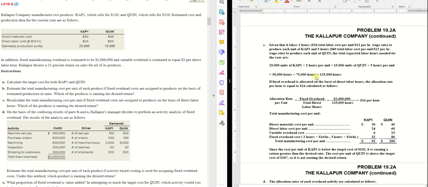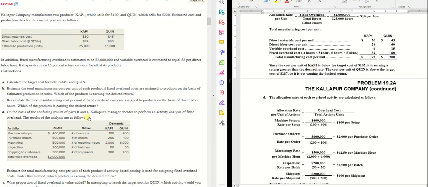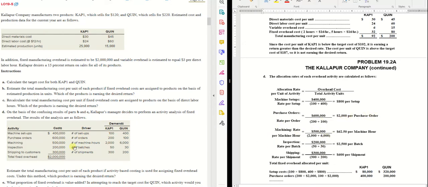Now I'm going to split up that $2 million and say, okay, 400,000 is based on setups. So I'm going to take 400,000 divided by 500 setups. It's $800 per setup. Okay, 600,000 divided by 300 is 200 per purchase order, etc. So please read through this.